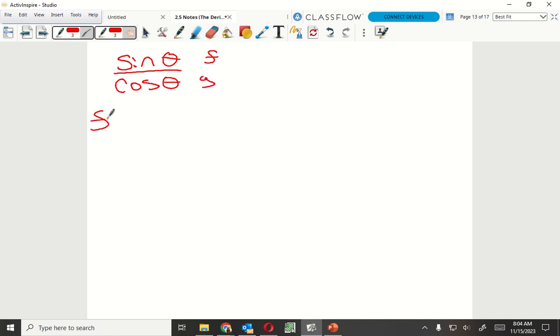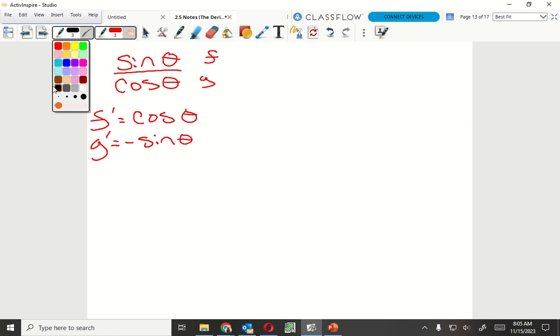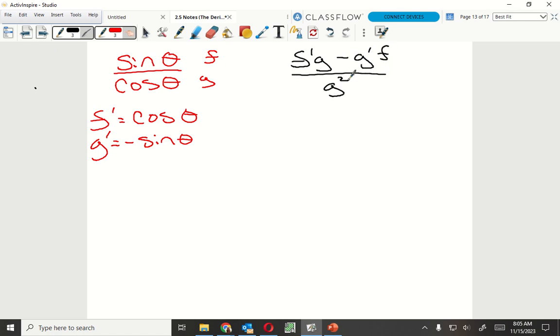Okay, so f prime, what would f prime be? It's cosine theta. And g prime, what's the derivative of cosine? Negative sine theta, very good. So we're going to do quotient rule, and my quotient rule is f prime g minus g prime f all over g squared.